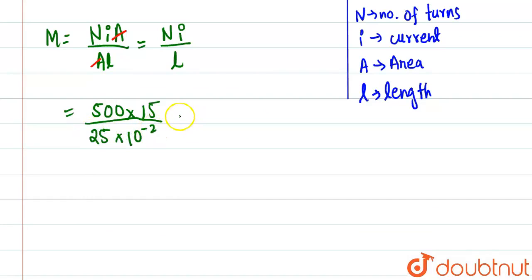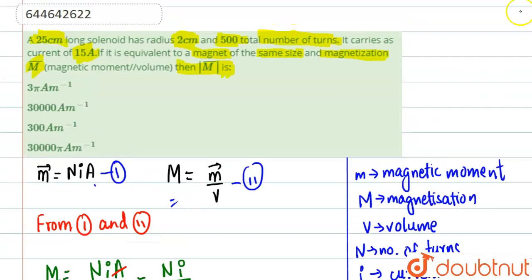On solving we are going to get 30,000. So 30,000 is basically which one? Option number B. So our answer is 30,000, which is option number B.